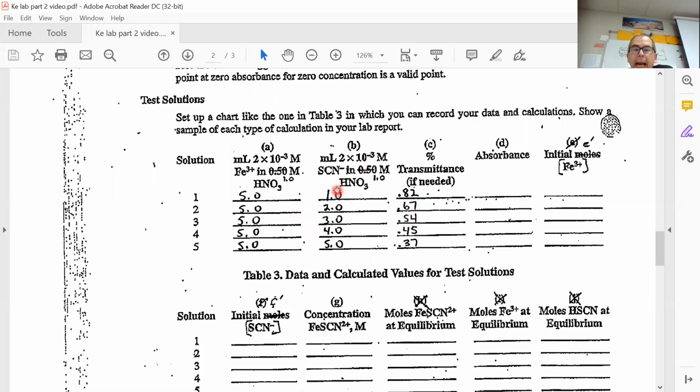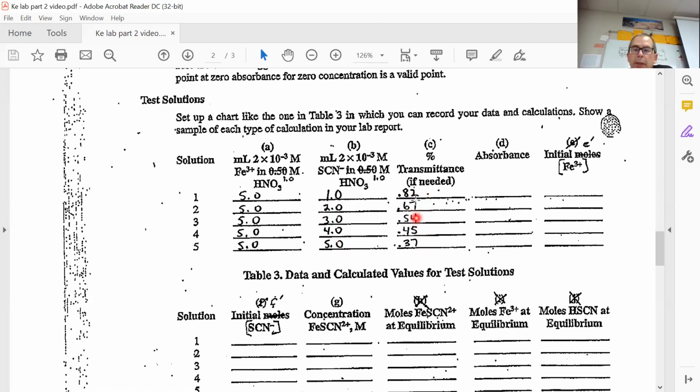Okay, and then we changed the amount of SCN- or KSCN. It was still 0.0020 molar, but we progressively went from 1 to 2 to 3 to 4 to 5 to 6. So we kept the Fe+3 constant, and we gradually increased the concentration of SCN-. And what that resulted in is these transmittances.